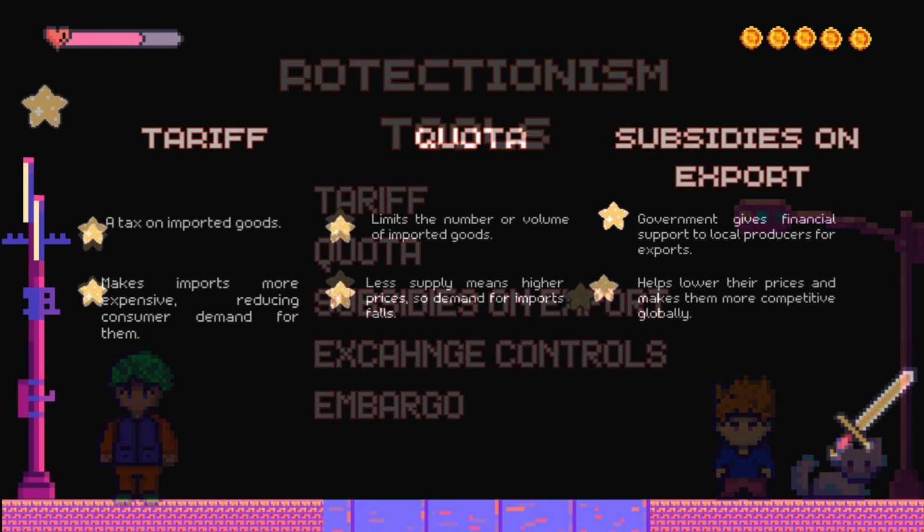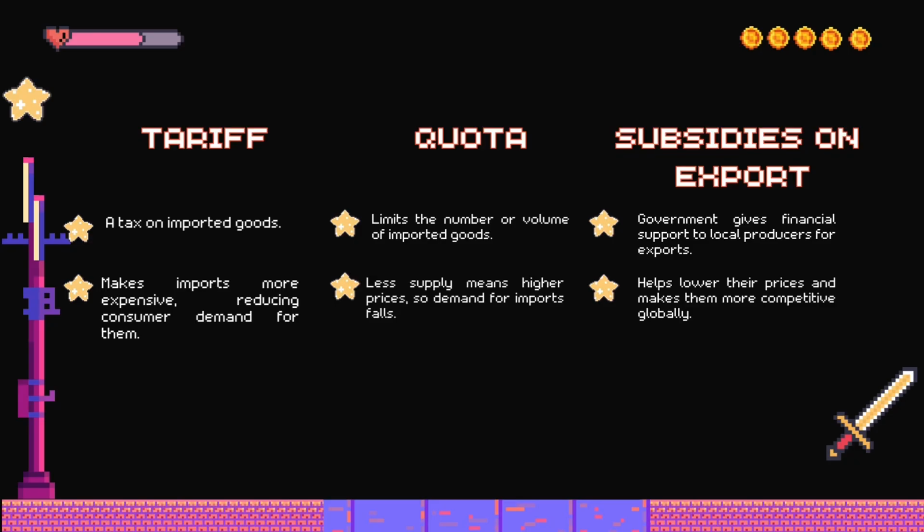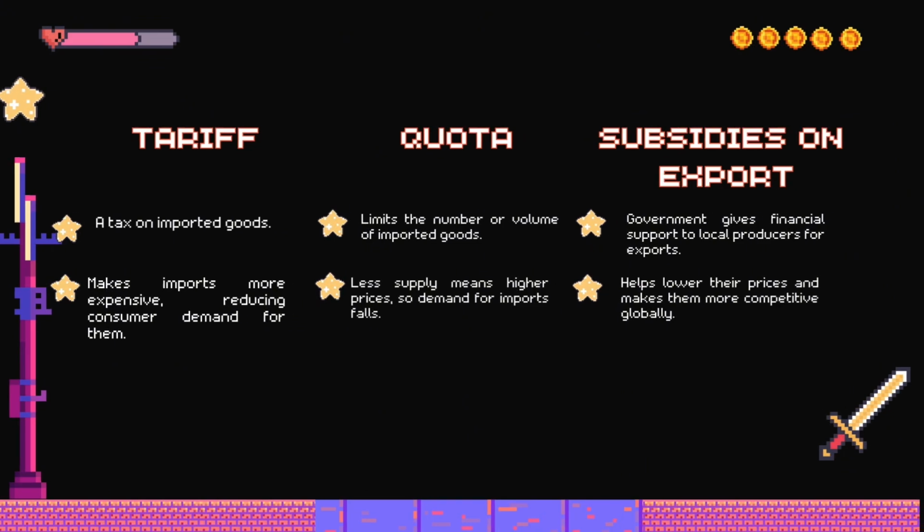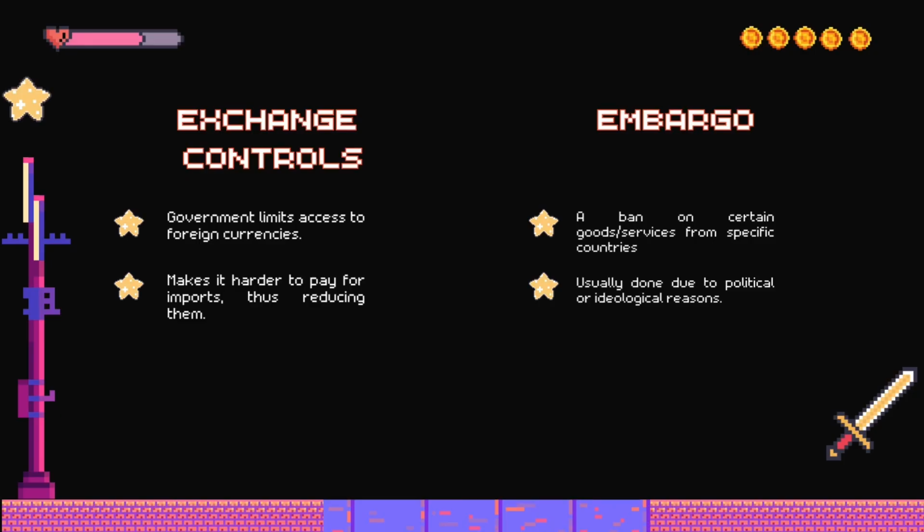First, tariff. Tariff is a tax that makes imports more expensive. Quota limits the number or volume of imported goods. Less supply means higher price. Subsidy on export. The government gives financial support to local producers for export. Exchange control. The government limits access to foreign currency, making it harder to pay for imports. Lastly, embargo, a ban on certain goods or services from a specific country, usually done due to political reasons.